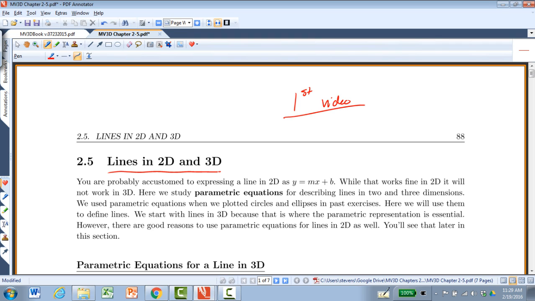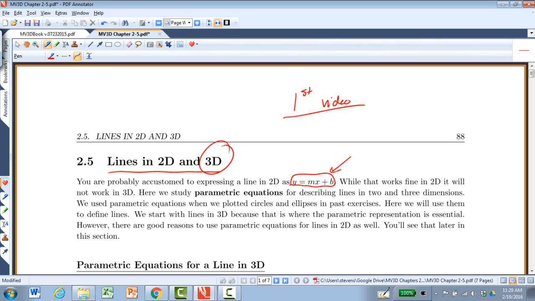In this first video, we're just going to talk about lines in 3D, and then that generalizes quite naturally to 2D. What you might recall from 2D is a line that looked like this: y equals mx plus b. When we go to 3D, that doesn't work at all, so we build a method for creating lines in 3D, and then bring that back to 2D. So when you get to 2D, you'll have two different ways to define a line: this way and the way that we're going to learn right now.